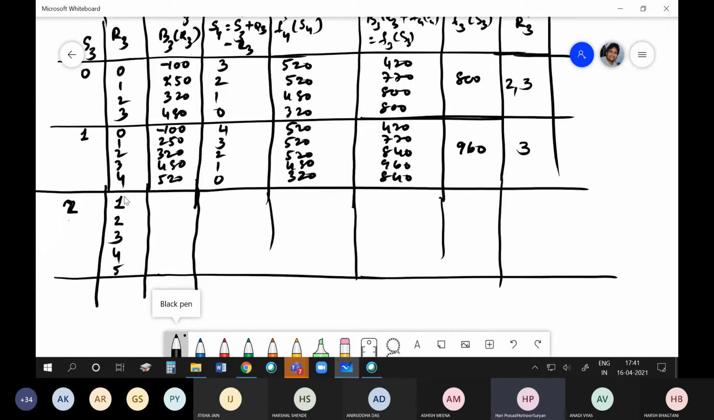This is because of the storage capacity constraint of the reservoir. Okay, so when you do this, I will just give the values: 250, 320, 480, 520, and 520. Okay, so the releases are 4, 3, 2, 1, 0, 4, 3, 2, 1, 0. Okay, this is 520.